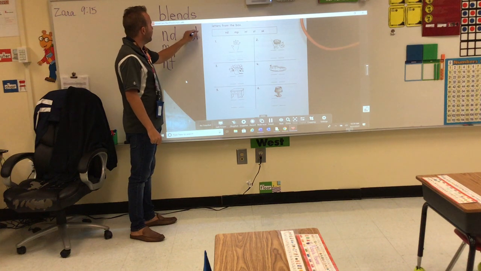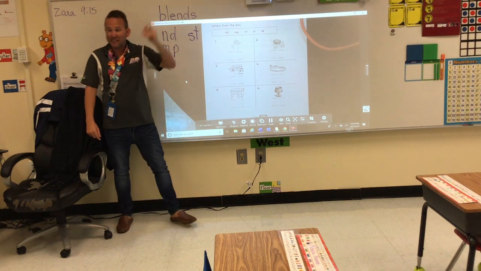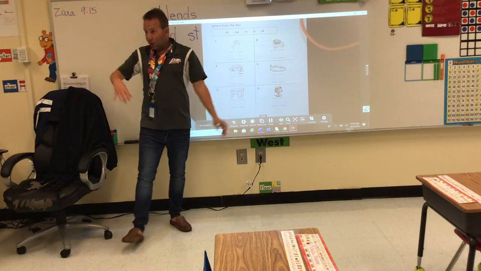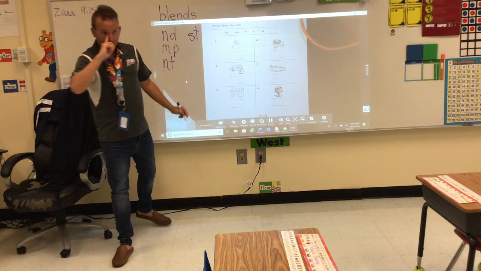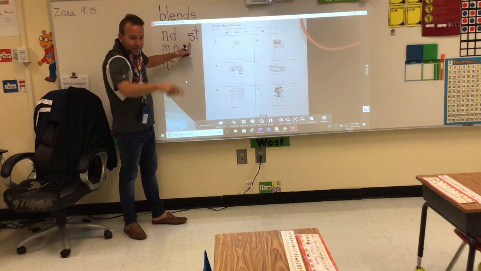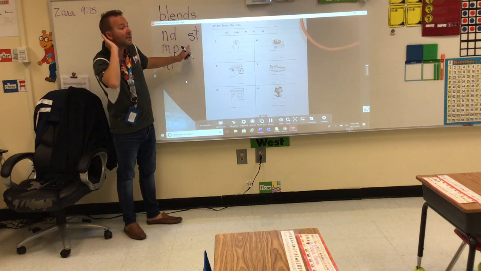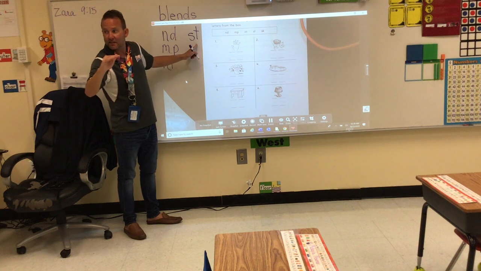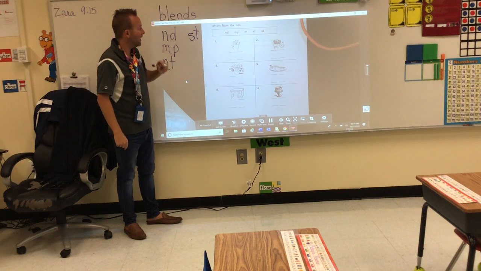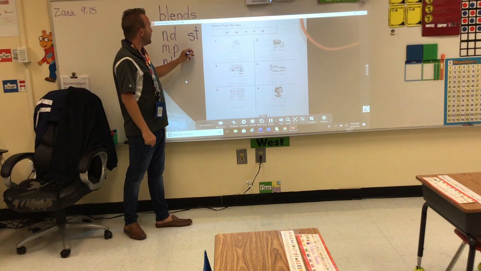This one we've already learned because this one can come at the beginning of the word or the end of the word. What two letters are these? S-T. S and T. Very good. What does S say? What does T say? Put it together. Okay. And let's look at this one.